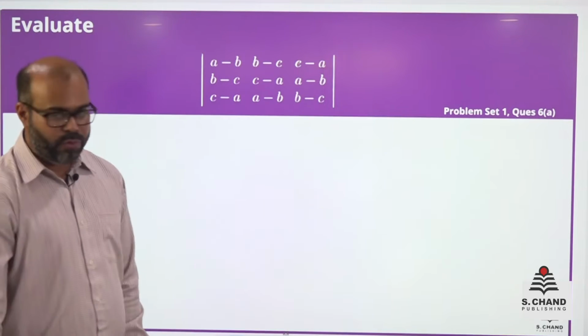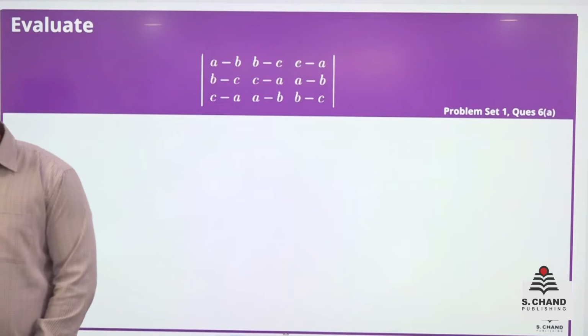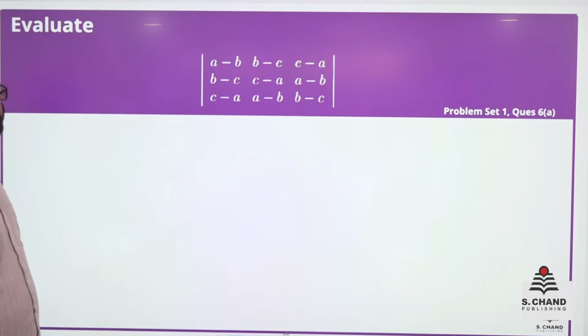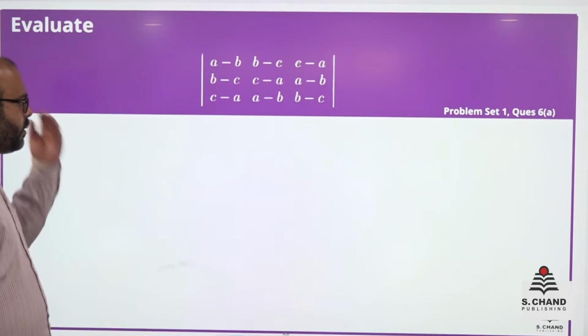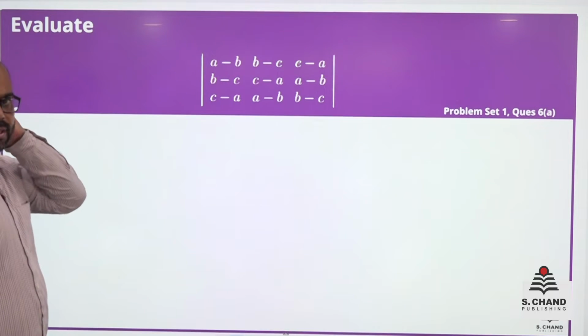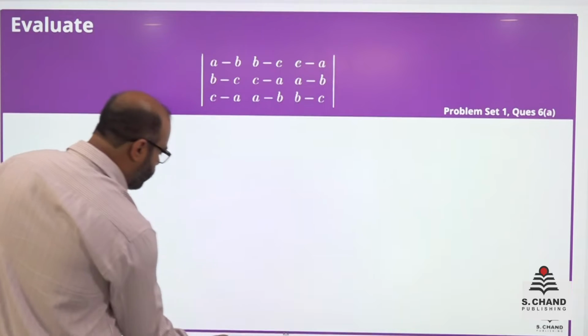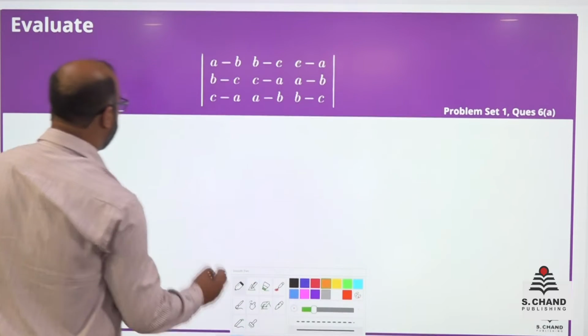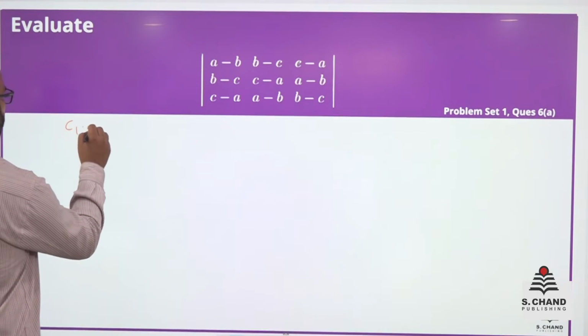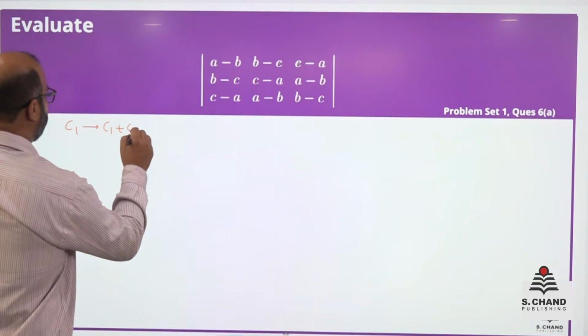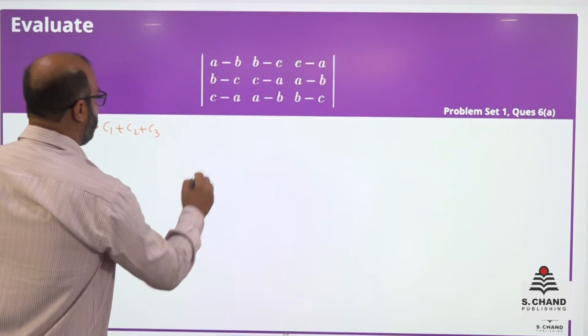Now let us see a few questions on determinants. Problem set 1, question number 6a: you have to evaluate this circular determinant. So how will we do that? Here it is not so difficult if we remember the properties. We will apply a column operation: column 1 is column 1 plus column 2 plus column 3.